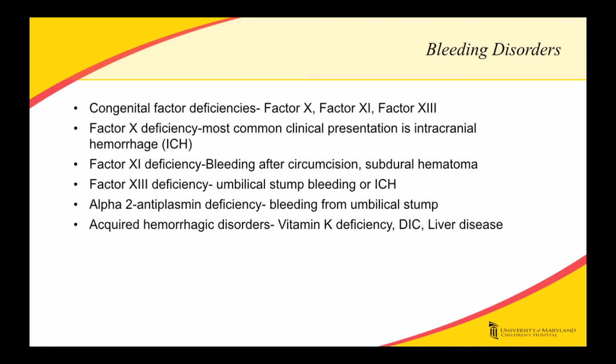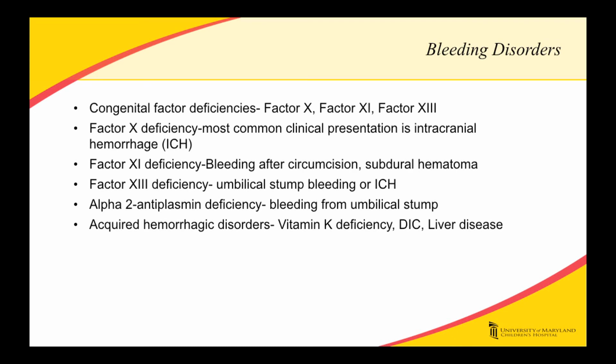You can have congenital factor deficiencies of factor 10, 11, and 13. And unfortunately, they present with an intracranial hemorrhage. So whenever we have a baby with an intracranial hemorrhage, and they have a normal 8, a normal 9, then we're looking at these other factors, because that can be their only presentation. You can also have alpha-2 antiplasmin deficiency, which they also can have umbilical cord bleeding.